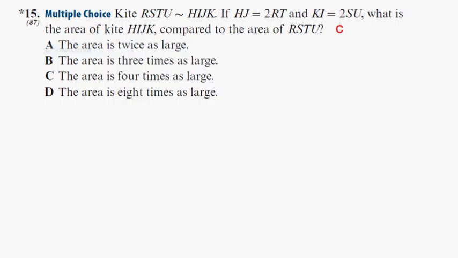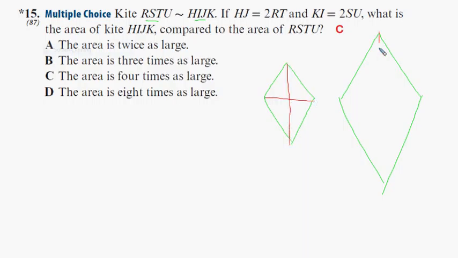You don't have to, but I think this is the best way to start. If you're not sure, start with a sketch. So we know that HJ is bigger than RT, so I'm thinking this is the small kite, this is the big kite. So let's just draw those kites kind of proportionally there, okay? And then we'll label these.